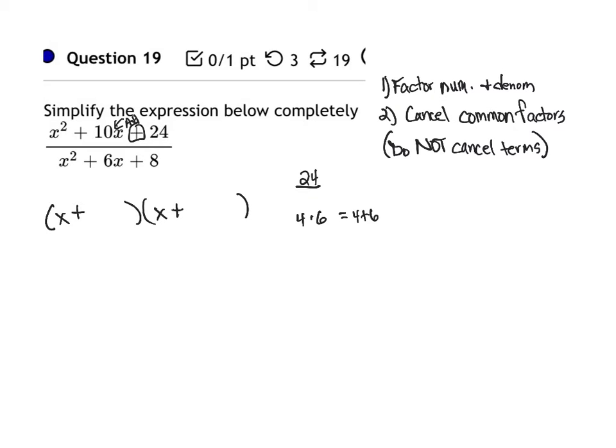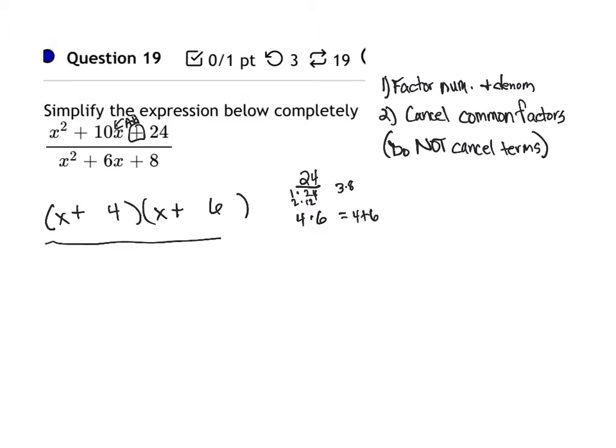So that is it. Now if you get stuck, go through and go 1 through 24. 2 times 12. 3 times 8. 4 times 6. 5 won't go, and we're back to 6. So you can list all the numbers. But in this case, I think you'll probably see the 4 and 6 right off.